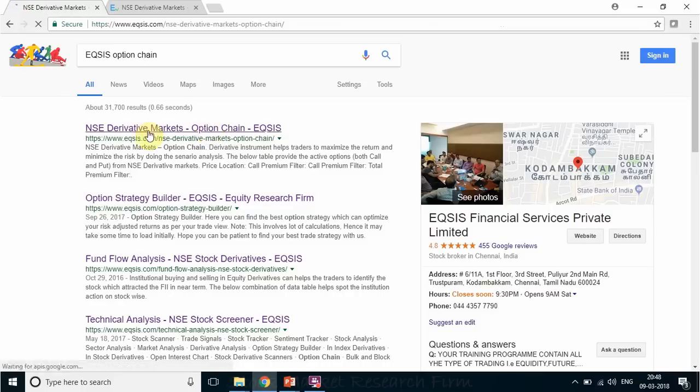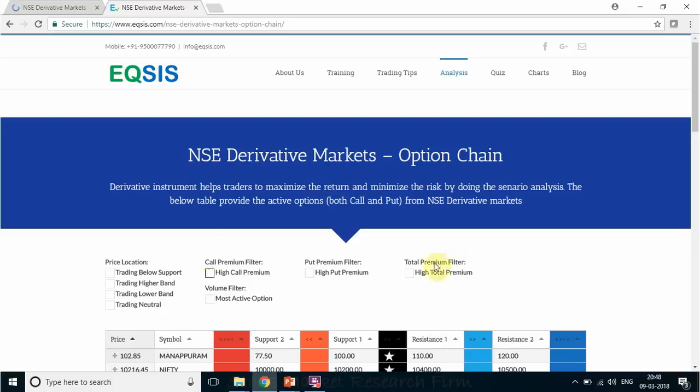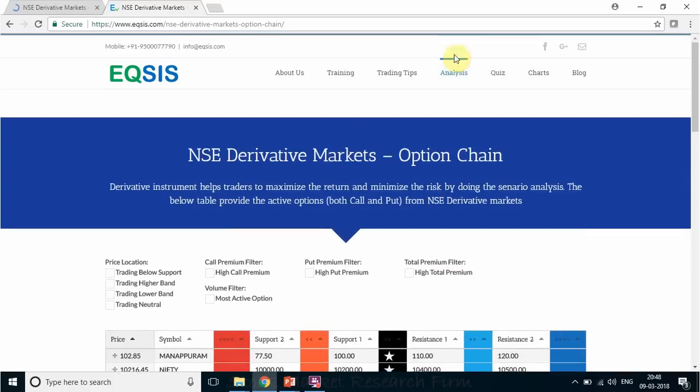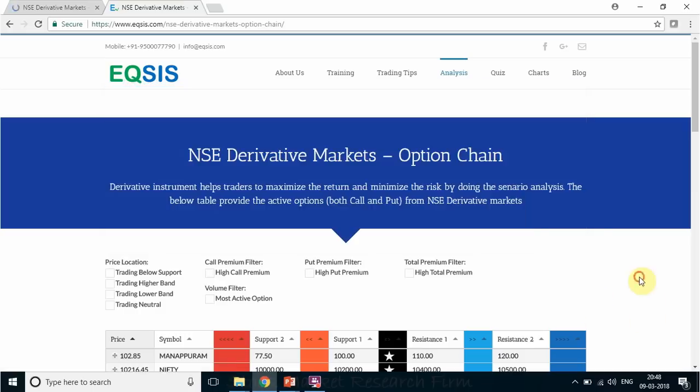Okay, now I just opened the first link, which is EQSIS.com NSE derivative market option chain, and if you do so, it's going to open something like this. Okay, it may take some time to load. I hope many of you are familiar with a lot of analytical tools, but you need some basic understanding to look at any particular table, because this is not from the beginner's perspective. Those who have a good understanding of technical analysis, if you really want to optimize your trading style, then you can make use of it.